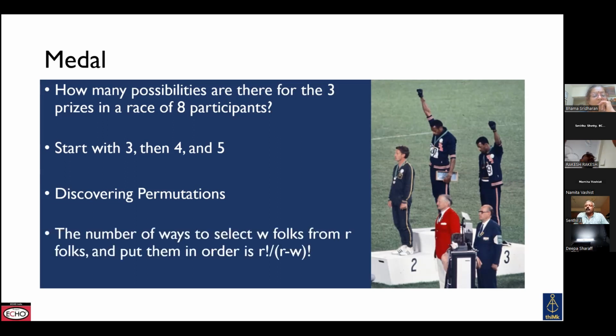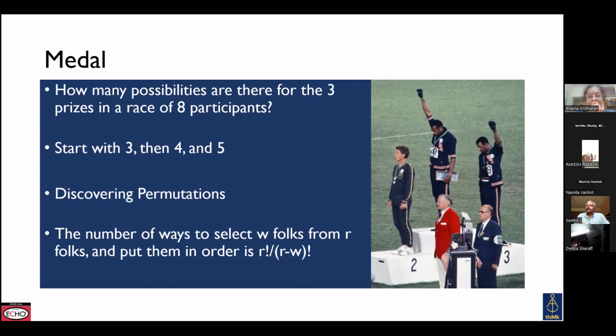But the number of ways to select so many folks from our folks and put them in order is just this, n factorial by n minus r factorial. It's basically like if you have n people, and you need to choose only r people. The answer is actually only 8 times 7 times 6.